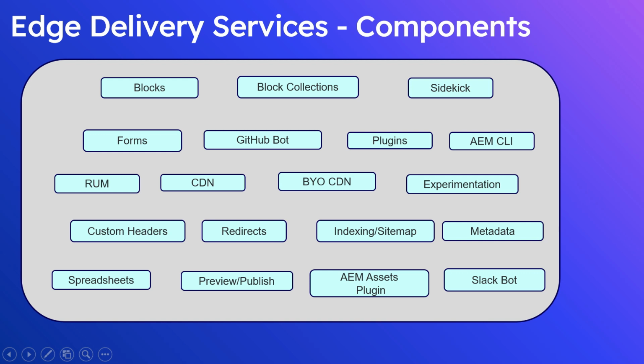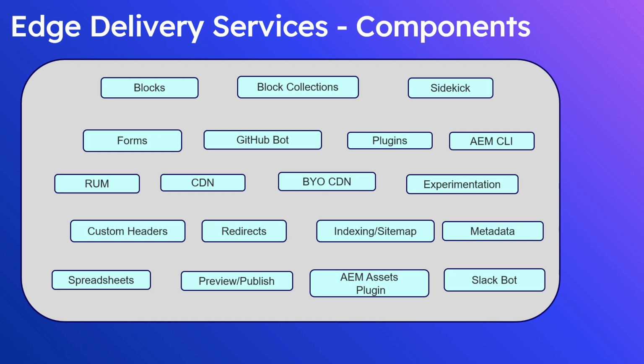CDN. Edge Delivery Services uses Fastly CDN. Two sets of CDNs are enabled. One is outer CDN, then inner CDN. Outer CDN acts as a middle layer. The live pages are served from here, means the domain star.hlx.live. The main branch from the GitHub repository is mapped to this CDN. Inner CDN, the preview pages are served from here, means the domain star.hlx.page. No caching, immediate preview of changes. The GitHub branches other than main map to this CDN.